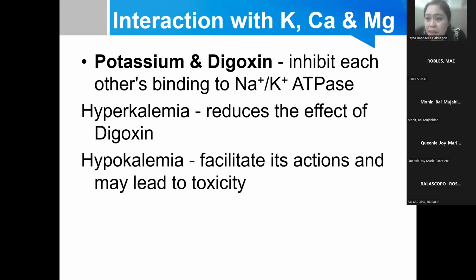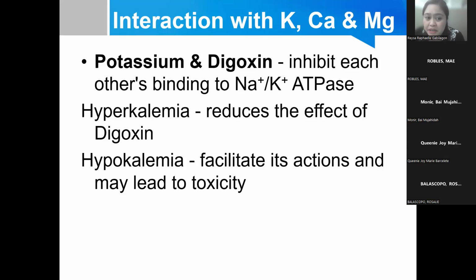So before giving the patient digoxin, you have to test first kung normal ba ang level ng kanyang potassium. Kasi again, pag nag-hyperkalemia ang patient, meaning mababawasan ang effect ni digoxin. Kasi matatalo siya doon sa binding sa sodium potassium ATPase ng maraming potassium. Competitive antagonism ang tawag natin dyan. And then, you have the hypokalemia. What do you mean by hypokalemia? Pagbaba naman, yung potassium level ng ating patient, baliktad.